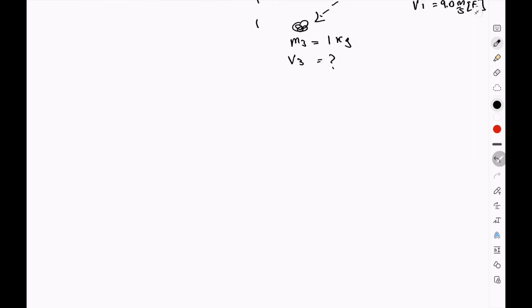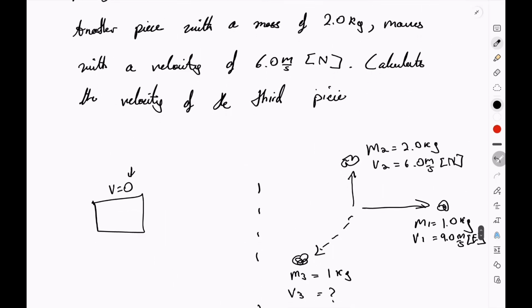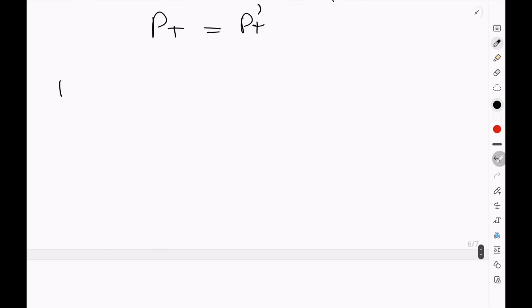So for solving questions like these, we need to remember that the total momentum before is equal to the total momentum after. And since this is a 2D question, we need to split it into 2 components, the x component and the y component. So the total momentum before in the x component is equal to the total momentum after in the x component, and same with the y.